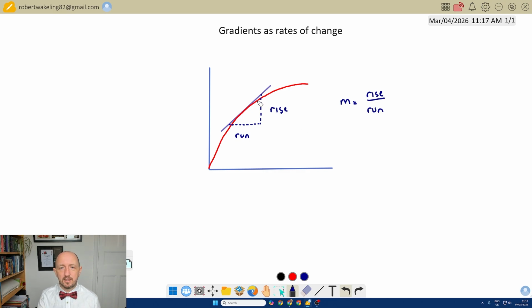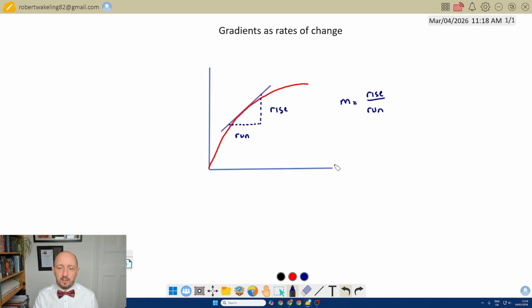And this applies not just in maths. We use this in physics, chemistry, and biology a bunch. If you're doing rates of reactions or something like that, rate of radioactive decay, we would have to put a tangent on here in order to work out a rate.